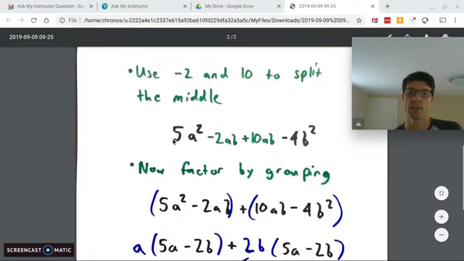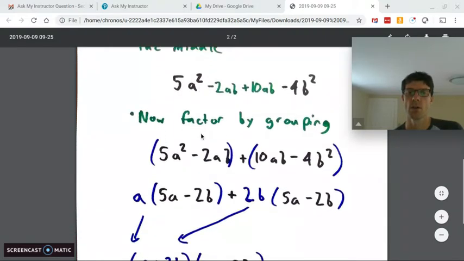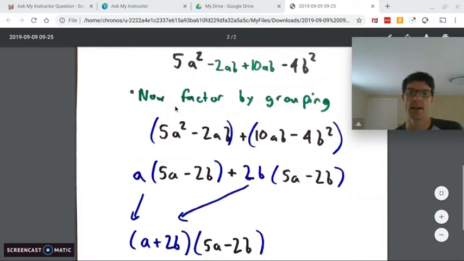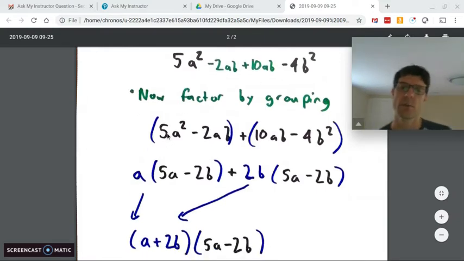And that just means I'm going to rewrite that 8ab as -2ab and 10ab. And these are just the same as the first and the last term. We don't mess with those. Okay, once we've made 4 terms by splitting the middle, we can now factor by grouping. So I'm going to consider the first 2 terms and the last 2 terms.